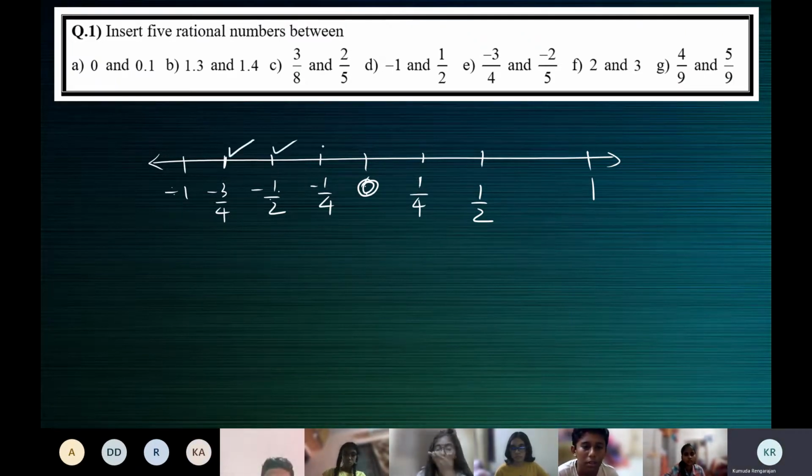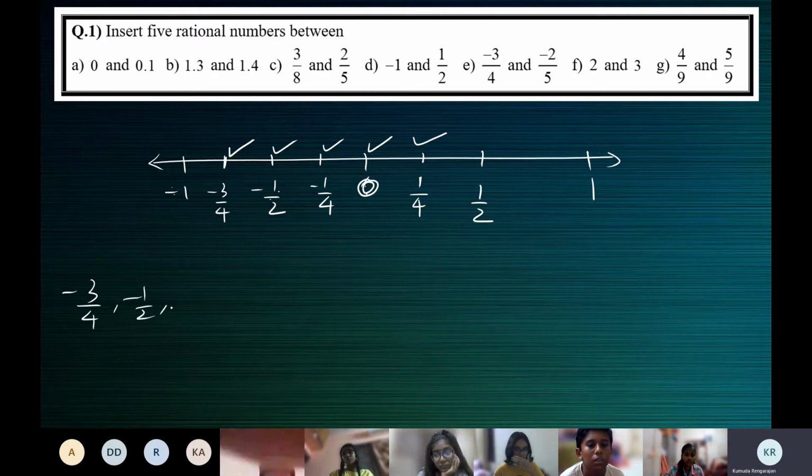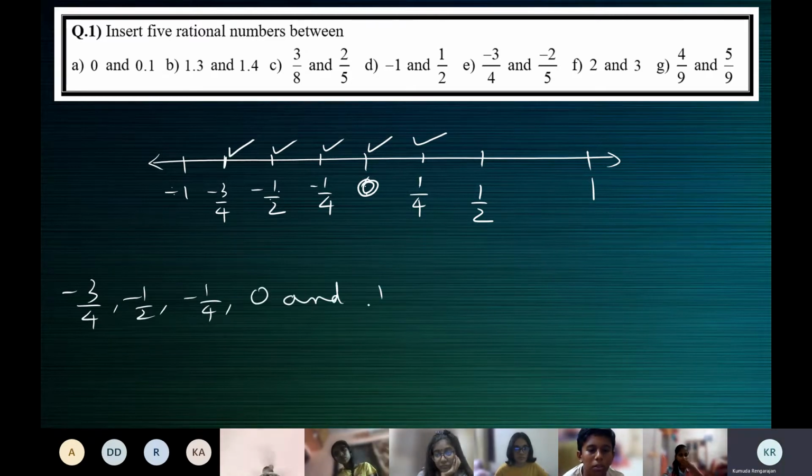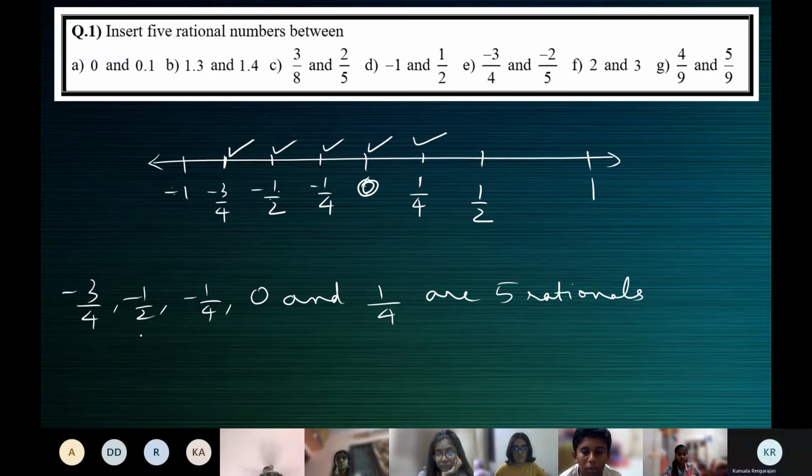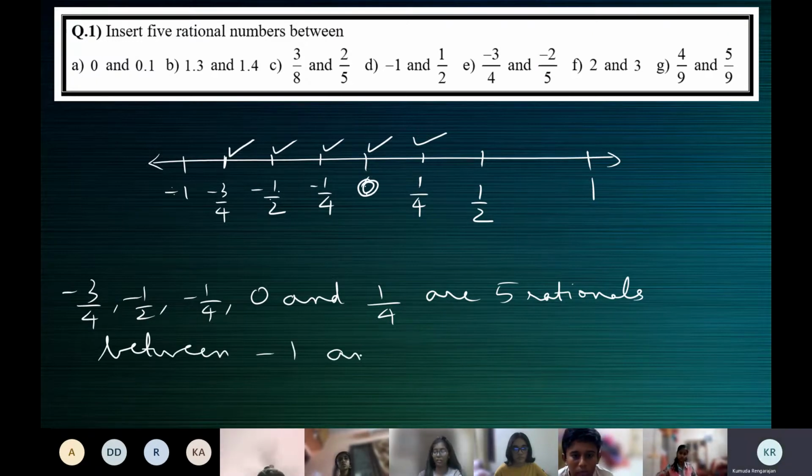This one: 1, 2, 3, 4, 5. So -3/4, -1/2, -1/4, and 1/4 are 5 rationals between -1/2. All of you write down.